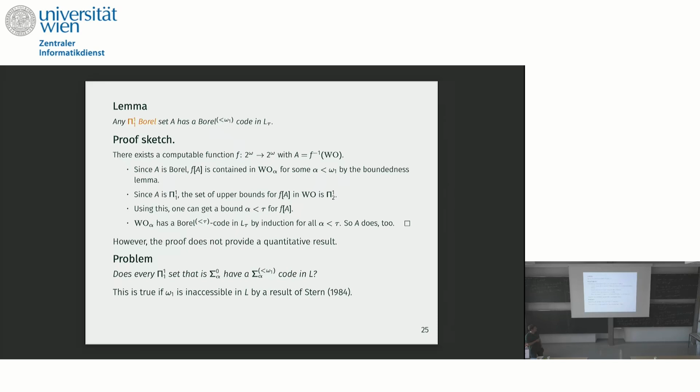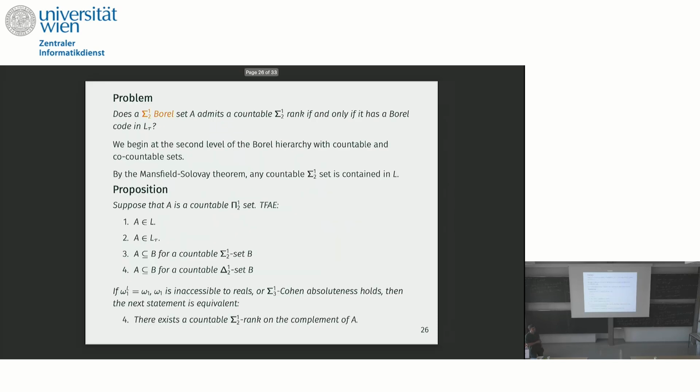And it is true with additional assumption by a result of Stern. I'll mention it's quite a nice result. All right, but now the problem becomes, if you take a sigma 1, 2 set that happens to be Borel, does it admit a countable rank if and only if it has a Borel code? And this should be alpha Borel code here, sorry. So we only have very partial results about this.